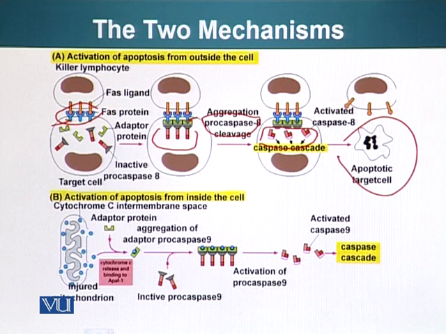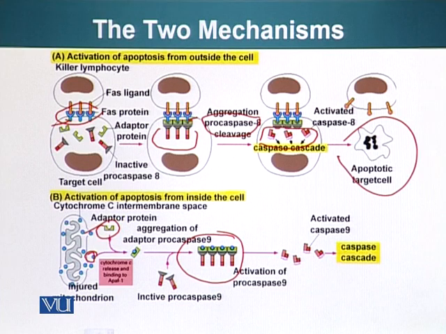Activation of apoptosis from inside the cell, as I mentioned earlier: cytochrome C is released. Once this blue dot, cytochrome C, is released, it can bind adapter proteins, which are shown here in green. These molecules aggregate and procaspase 9 binds to these, and once procaspase 9 binds and accumulates, the same thing happens which we saw in the case of Fas ligand and Fas protein.